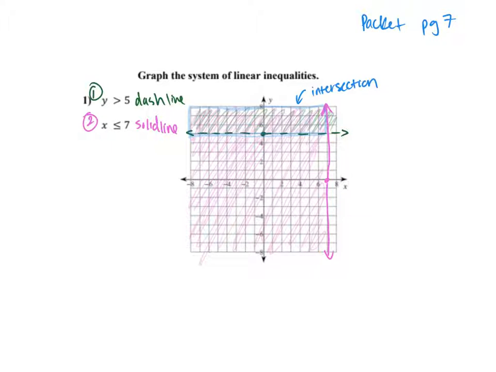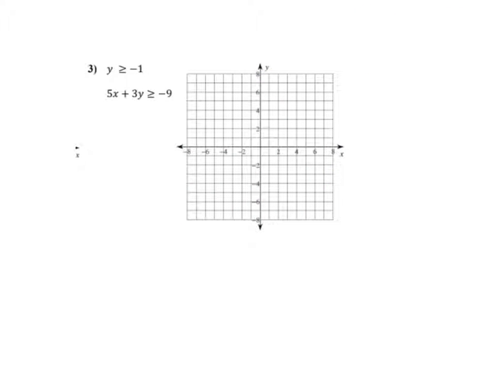Okay, so we're going to do a few more. I want you to try out number 3 with me. So in this problem here, I'm going to first label them. So this will be my first equation, and then my second. And so the first equation is very similar to what we were doing before. This is y greater than or equal to -1. So because it's y by itself, I'm going to have a horizontal line.